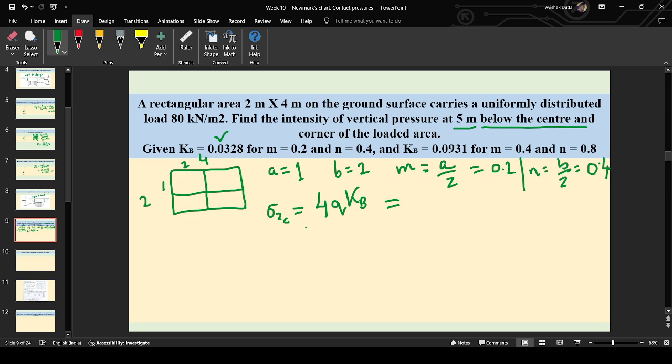So please solve it and let me know what answer you're getting. 4 into Q, Q is the UDL, that is 80, and KB has been given, that is 0.0328. Solve this and tell me the answer. What is the value of sigma Z at the center, below the center, at a depth of 5 meter?